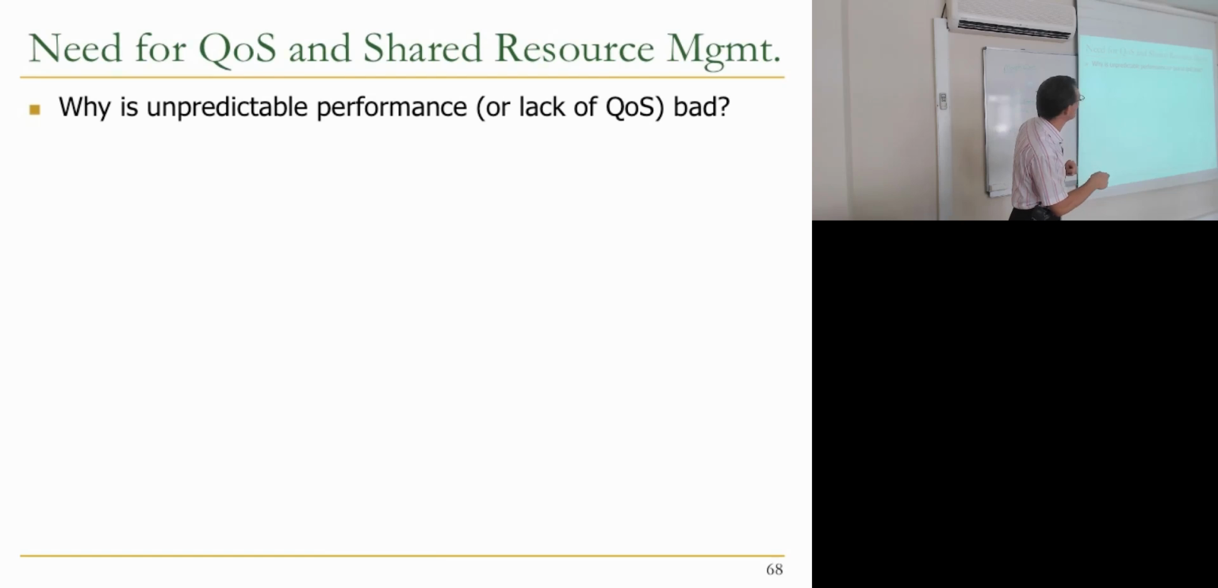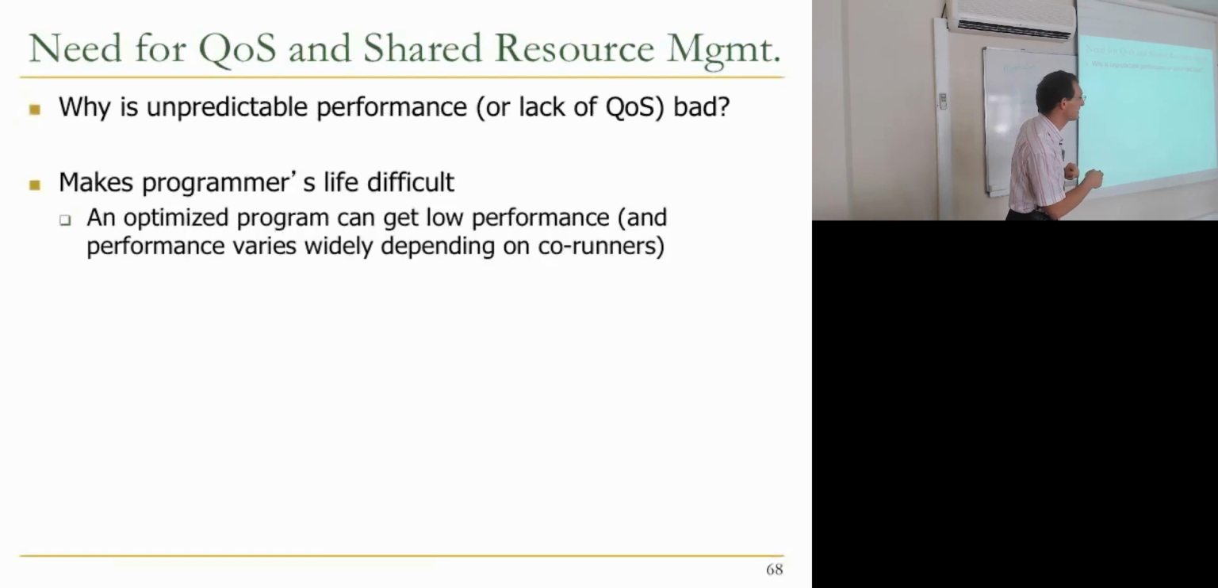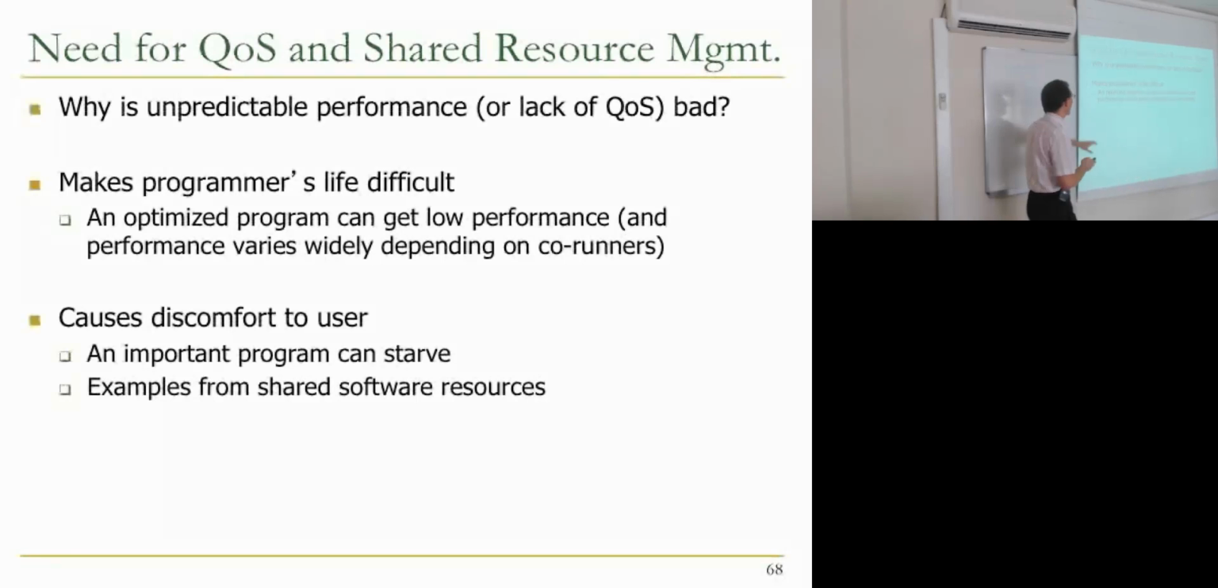Why is unpredictable performance or lack of quality of service bad? We will get to this later on. If you have unpredictable performance when you're sharing resources, this makes programmers' life difficult. Again, a lot of things go back to the programmer. We don't want to make programmers' life difficult. A programmer may be optimizing their program very well to fit in the cache, and they can get very low performance because there could be another application that's getting rid of all of the blocks of that application in the cache. This also causes discomfort to the user.